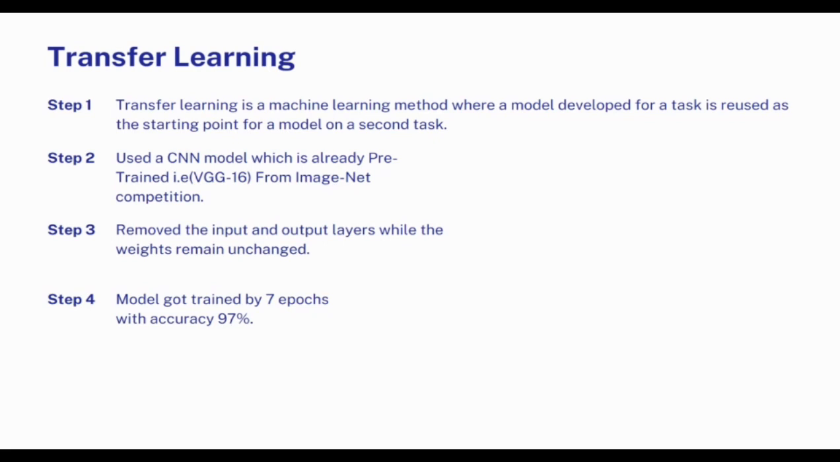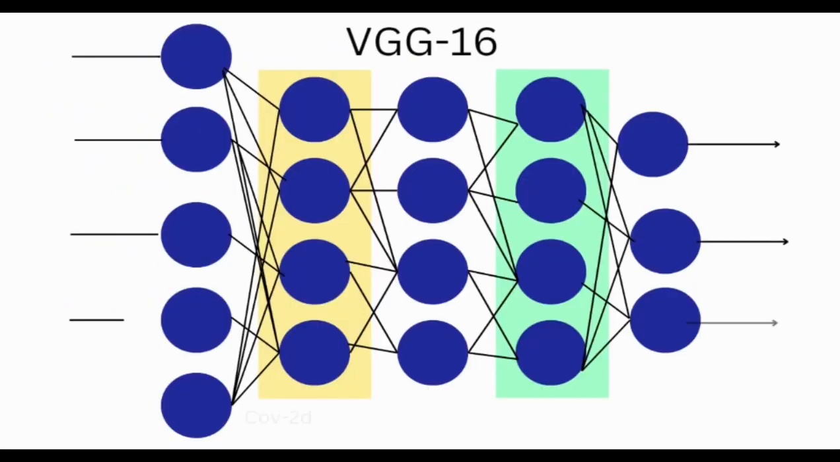We use a CNN model for pattern recognition, which is already pre-trained. The model name is VGG16. It is taken from the ImageNet competition. We have taken this already pre-trained model because we can't build a CNN model without processing power. Usually a CNN model takes huge processing power to build. This is the VGG16 model that we had taken from the ImageNet competition.